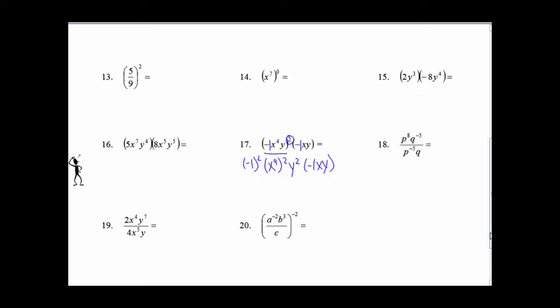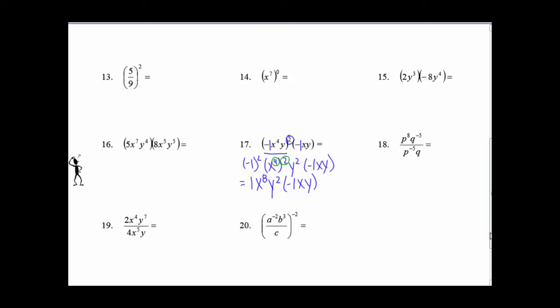All right, simplifying that one, negative 1 squared, well, a negative times a negative always gets me a positive, so negative 1 times negative 1 is just going to be positive 1. Then I see I have x to the 4th raised to the 2nd power, so I have a power to a power, which tells me I need to multiply my exponents. So 4 times 2 gets me x to the 8th, and then my y squared, and my negative 1 xy.